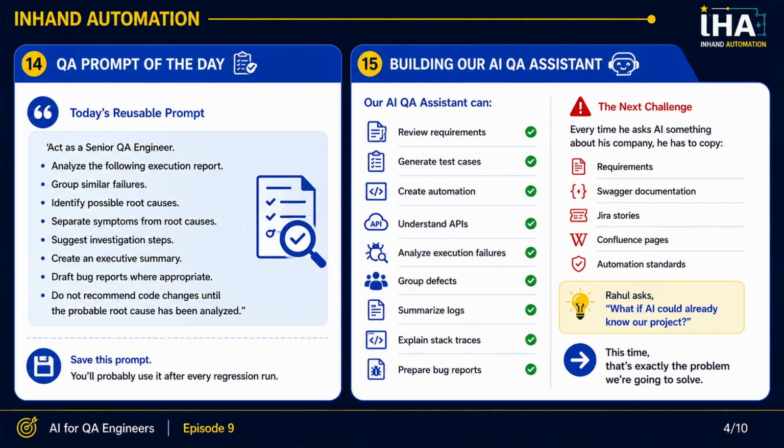Now let's look at our QA assistant which we are going to build. Our QA assistant will be able to review requirements, generate test cases, create automation, understand the API, analyze execution failures, group defects, summarize logs, explain the stack trace, and prepare the bug report, right? So with all of these capabilities, the assistant is becoming much more capable. But Rahul still noticed another challenge. Every time he asks AI something about his company, he has to copy the requirement, Swagger, Jira story, Confluence, and automation standard again and again, right? Rahul asked, what if AI could already know our project? That's exactly the problem we are going to solve in the next episode.